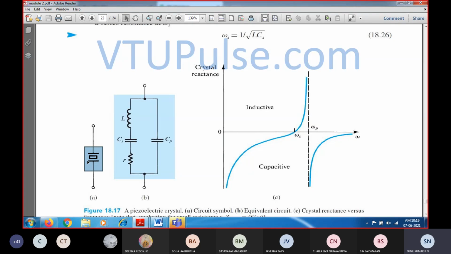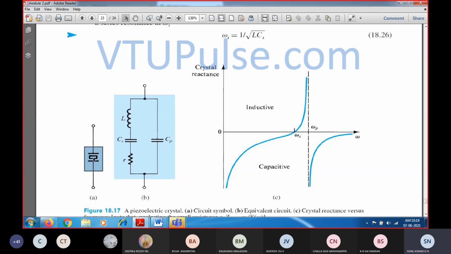So this is going to provide certain oscillation, and the quality factor is also very good, and these types of crystals are useful to provide a constant oscillation. So you are going to get a sustained oscillation.